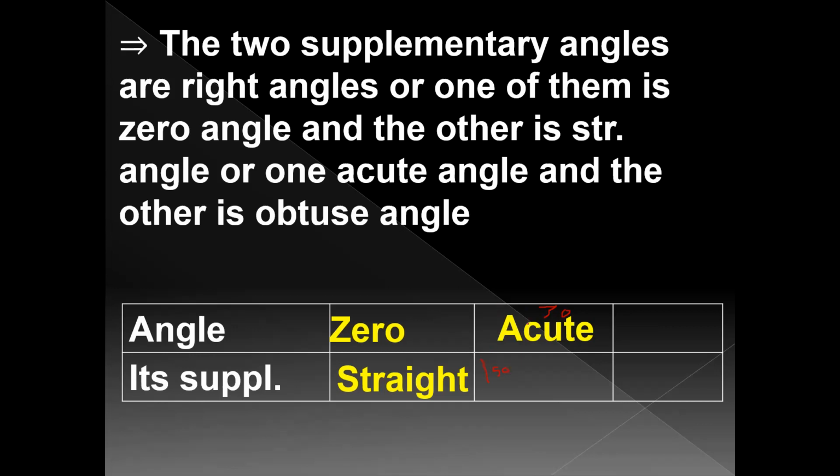So if one of them is acute, the second will be obtuse angle. Right angle is 90 degree, so the second will also be right. Their sum is 180 degree.